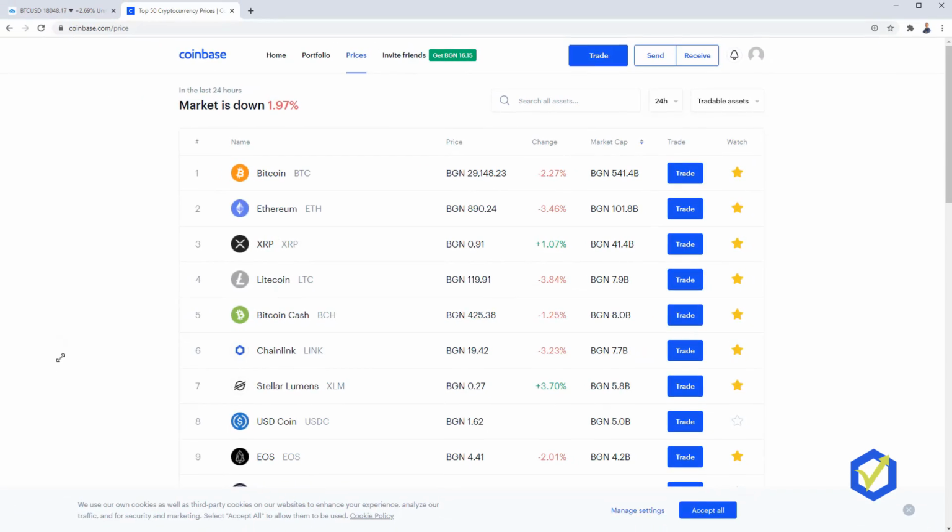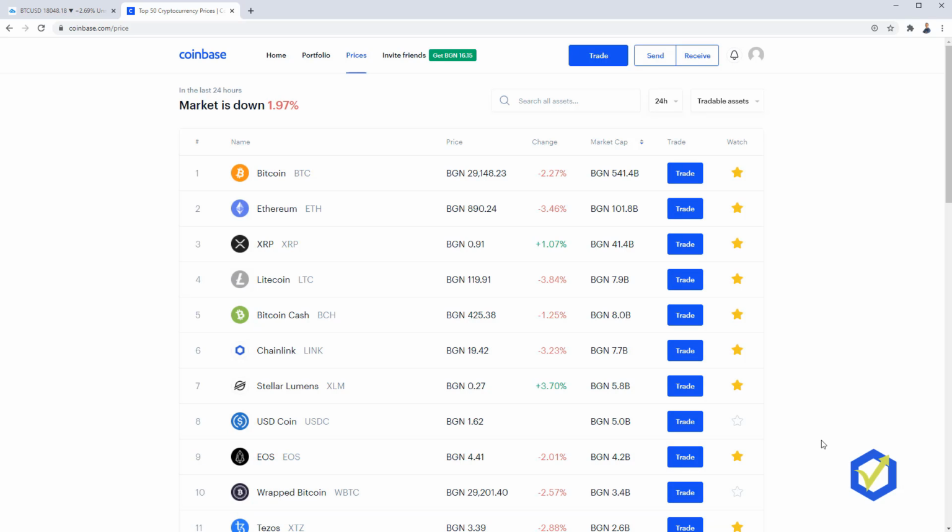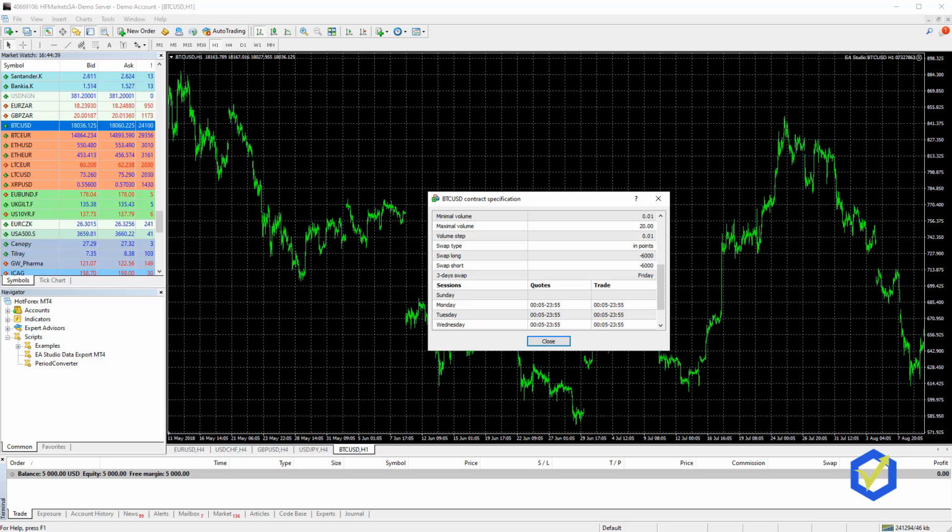And on the exchanges, we don't have such costs, such a swap. But one more time, as you saw, the fee is much more expensive compared to the spread that we have with Hot Forex in this example.